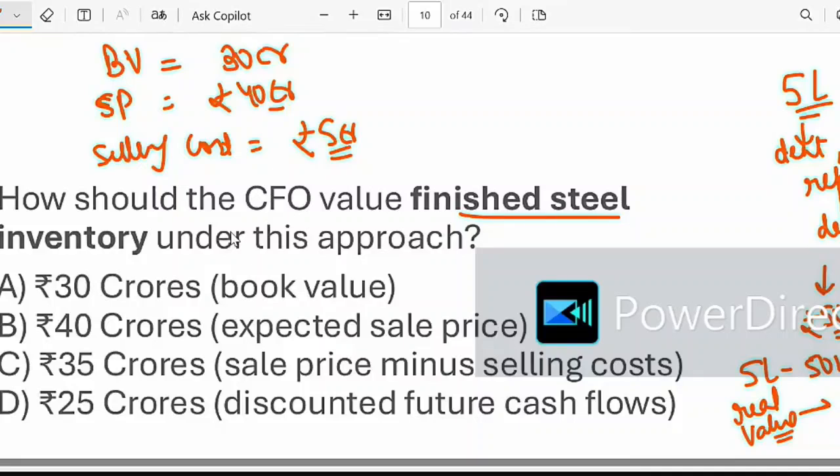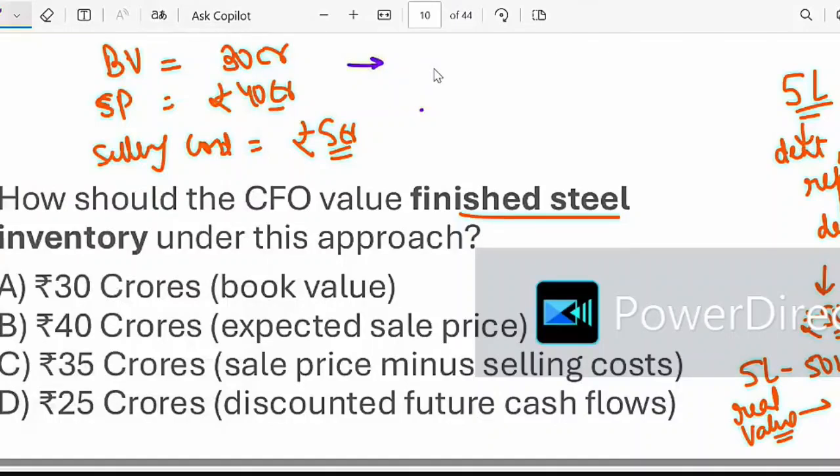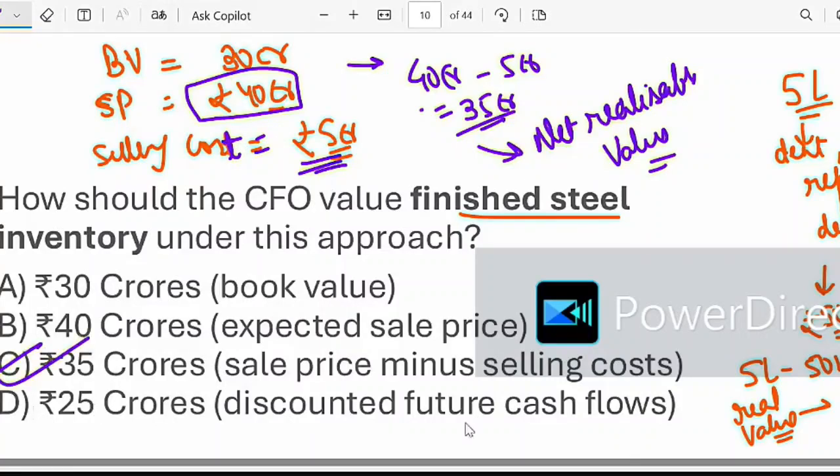So basically, what is happening here? One answer I am getting is option C. Let's apply the concept. The company hopes to sell the steel for 40 crore. This is what they are hoping. But they have to spend 5 crore to package and deliver it. So the real money they will make is 40 crore minus 5 crore, which is 35 crore. This is called net realizable value. Sometimes a question may ask what the net realizable value is. The net realizable value is the selling price minus the selling cost. So the correct answer is 35 crore. Very good, option C is the correct answer.